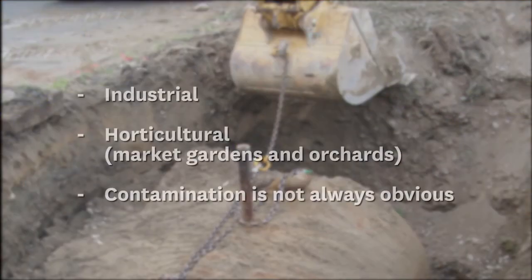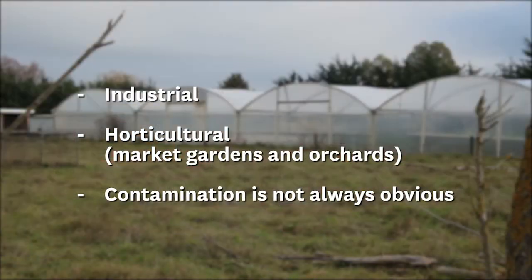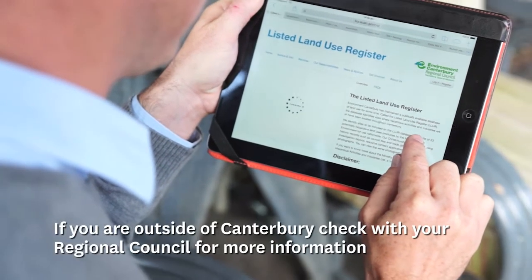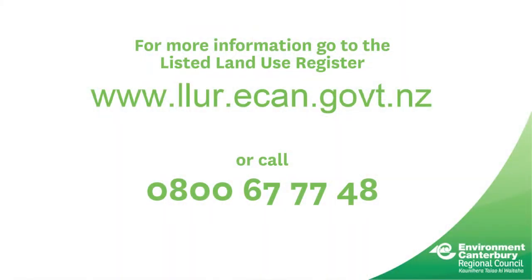You may not know anything about what your land was used for in the past, and contaminants are not always obvious, because you may not be able to see or smell them in the soil. Potentially contaminated land is recorded on a database managed by Environment Canterbury called the Listed Land Use Register.